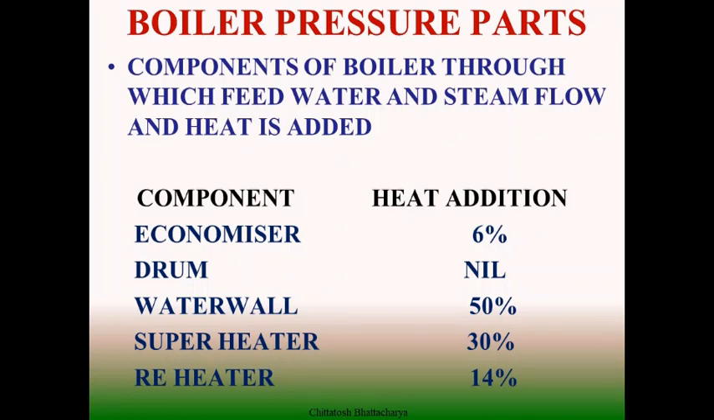From the perspective of percentage heat addition in different pressure part components, we find that the economizer has the least heat addition or heat transfer taking place. This is in the sensible heat zone. Around 6% heat is absorbed. Drum is outside the heat transfer zone, so there is no heat transfer, only steam and water separation taking place, and it is also working as a storage for the water to wet the water walls. It is placed above the water wall levels.